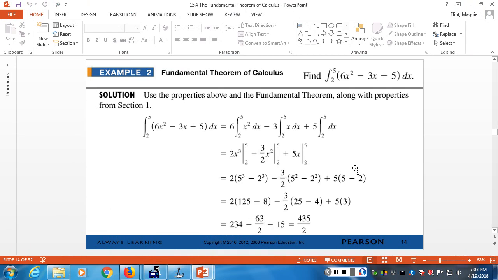So there's all the arithmetic. That's the way that the textbook works it out, because this is the example out of the textbook. But I tried to break it down to where it made more sense the way that I had been teaching you how to do it. But they come up with 435 over 2, which is 217.5.